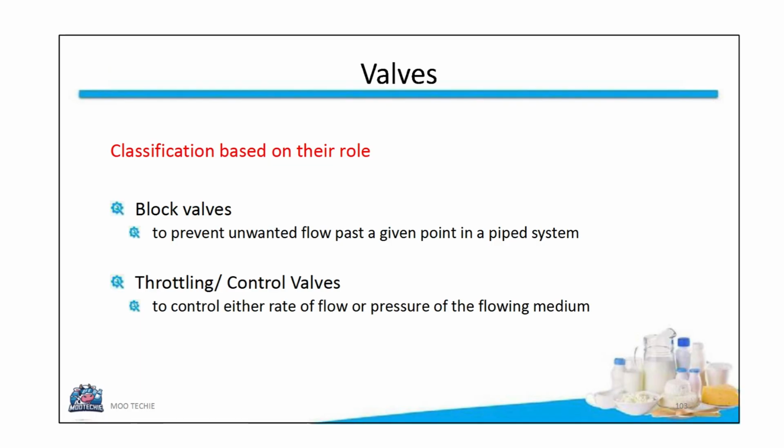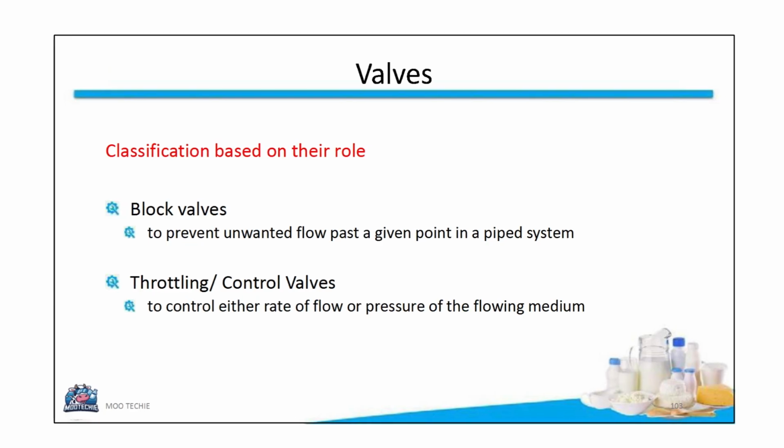Block valves are used to prevent any unwanted flow past a given point in a pipe system. They are essentially an on-off switch. Throttling or control valves are used to control either the rate of flow or the pressure of the flowing medium. They allow for precise adjustment.